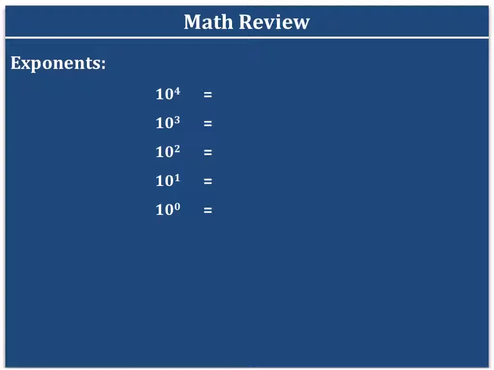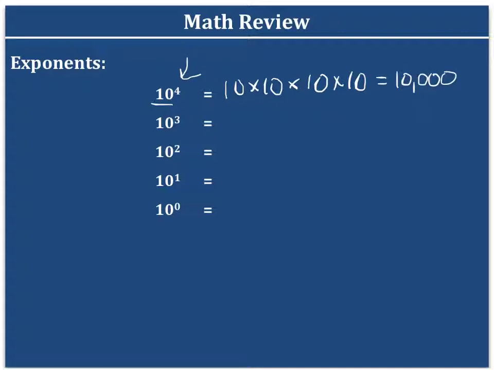10 to the fourth is telling us we're going to take the number 10, multiply it by another 10, and another 10, and another 10. So the base, 10, tells you what number to multiply, and the exponent 4 tells you how many times to multiply it. So we get 10,000.